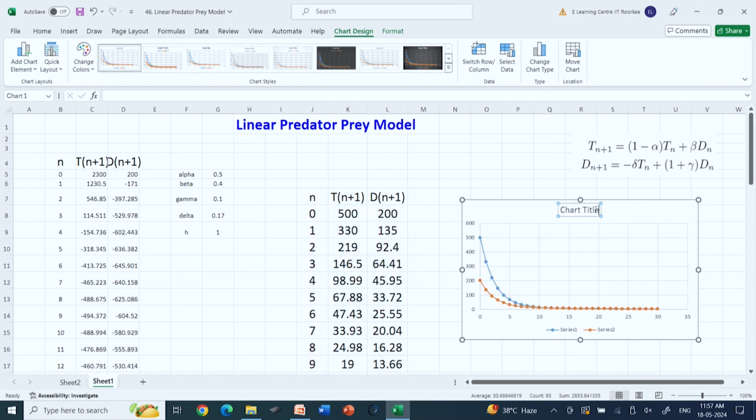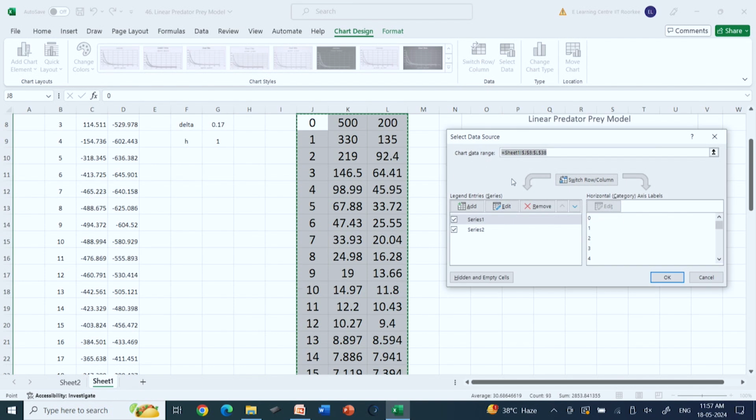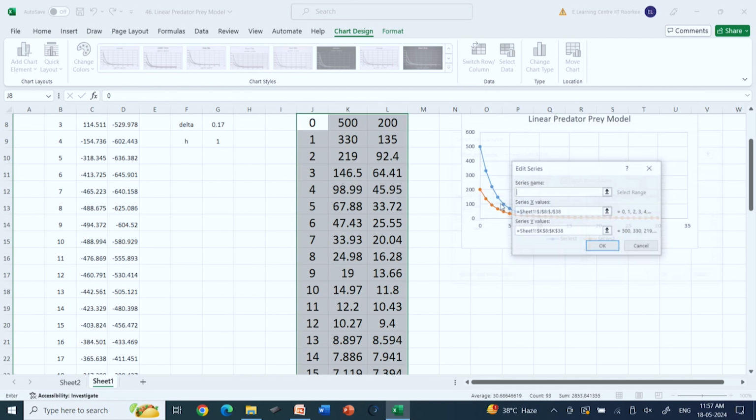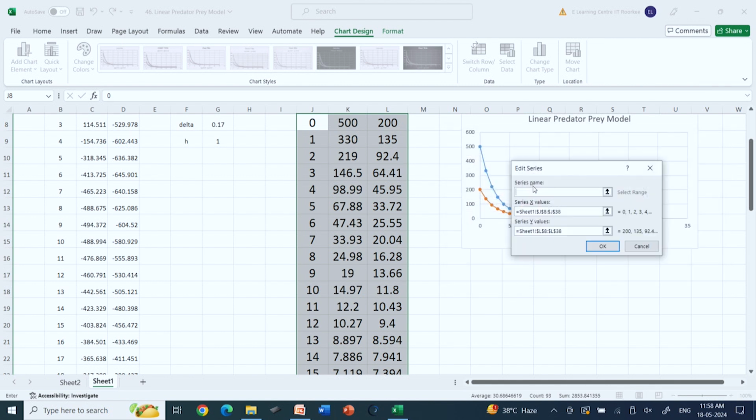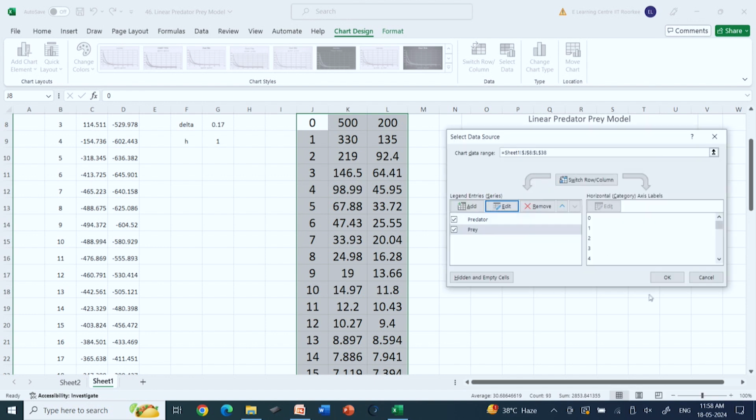We'll change the title to linear predator prey model, and highlight this series, go to select data, then this series, edit. The first one is the predator and the second one is the prey. Okay.